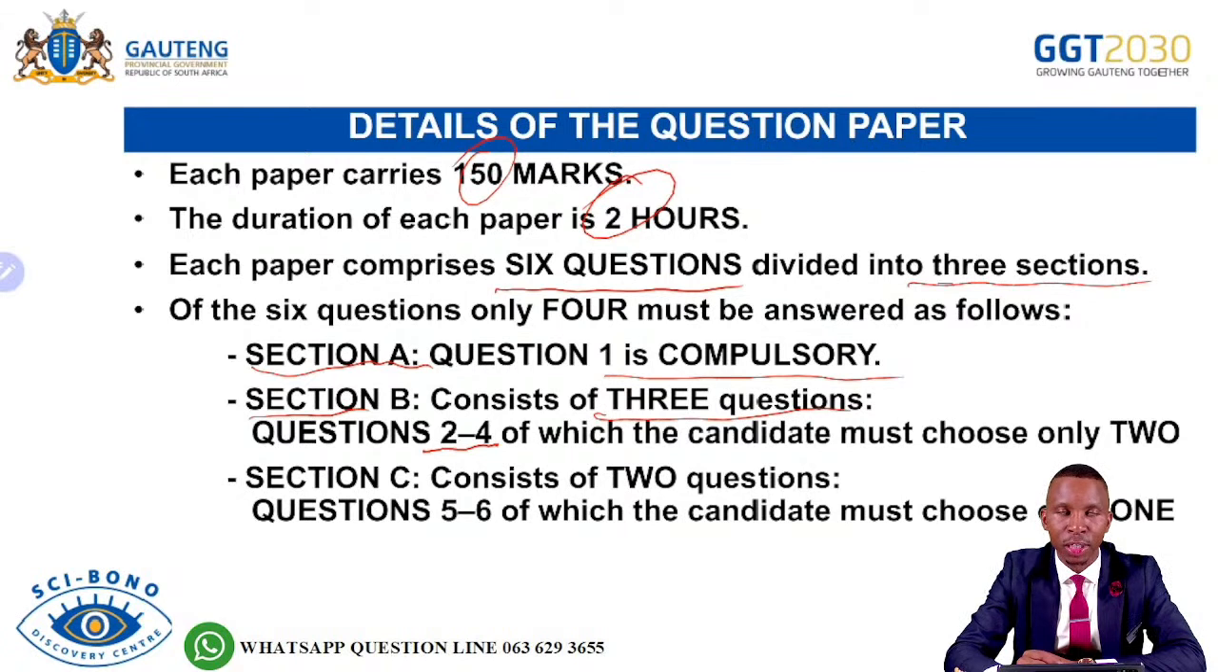More details are coming on what we can expect in each question and which topics will appear. In section C, there are 2 questions, question 5 and question 6. We have a choice here, so you choose one question between question 5 and question 6. And between question 2, 3, and 4, you choose 2 questions in section B.